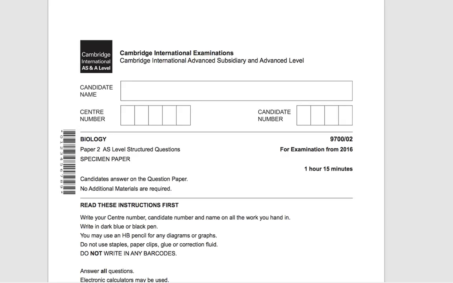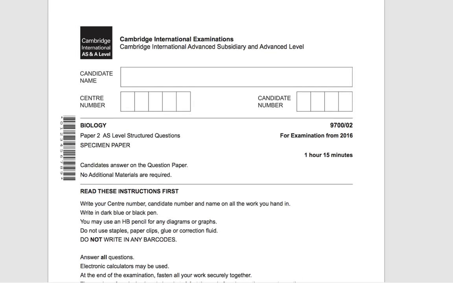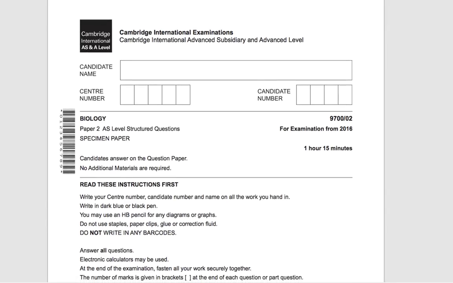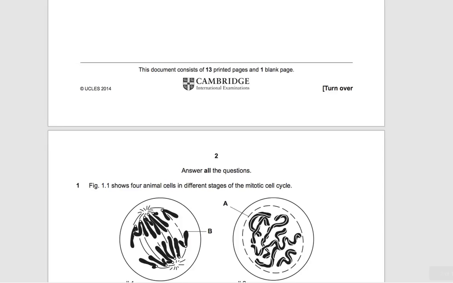So this week's paper is going to be this examination from 2016, and this paper is an AS paper. As always, I'm going to try and go through this as quickly as possible, concentrating on maybe some of the less obvious bits, because hopefully you can all check some of the easier answers from the mark scheme. So let's get straight into it.